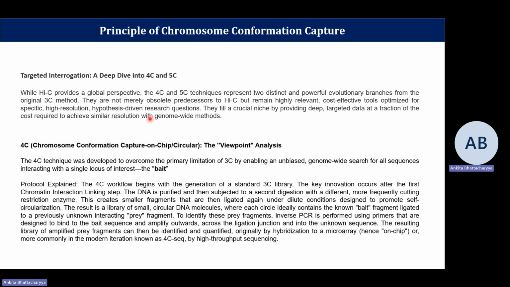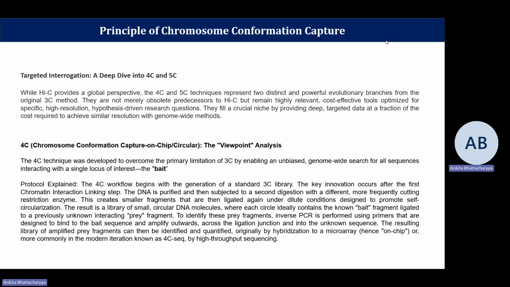When we talk about 4C, the viewpoint analysis, the 4C technique was developed to overcome the primary limitations of 3C by enabling an unbiased genome-wide search for all sequences interacting with your locus of interest, the bait. The 4C workflow begins with generation of a standard 3C library. The key innovation occurs after the first interaction linking step: DNA is purified and then subjected to a second digestion with a different, more frequently cutting restriction enzyme, DpnII. That gives you much smaller fragments.